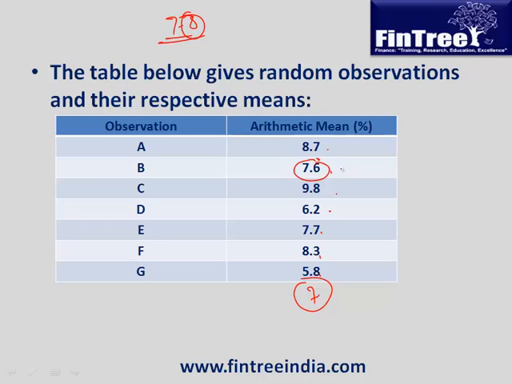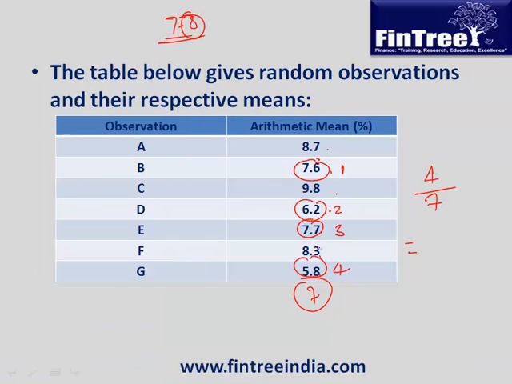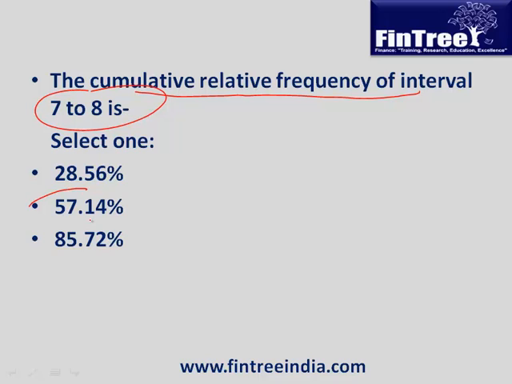So 1, 2, 3, and the last one, this was the fourth value. Therefore cumulative relative frequency would be 4 divided by 7, which would be 57.14. So this is your answer. Next question.